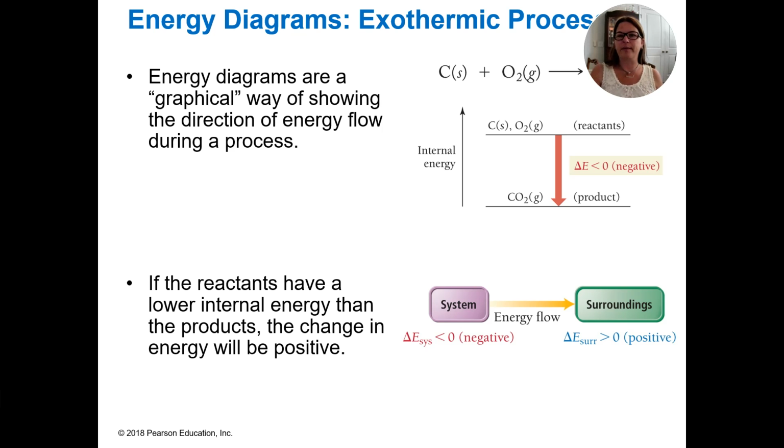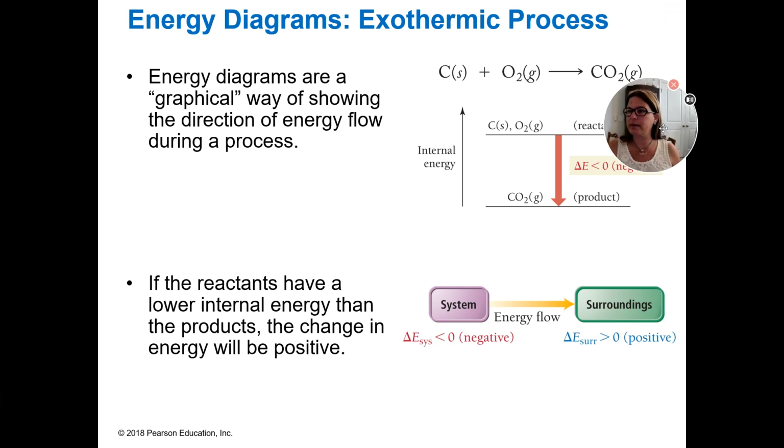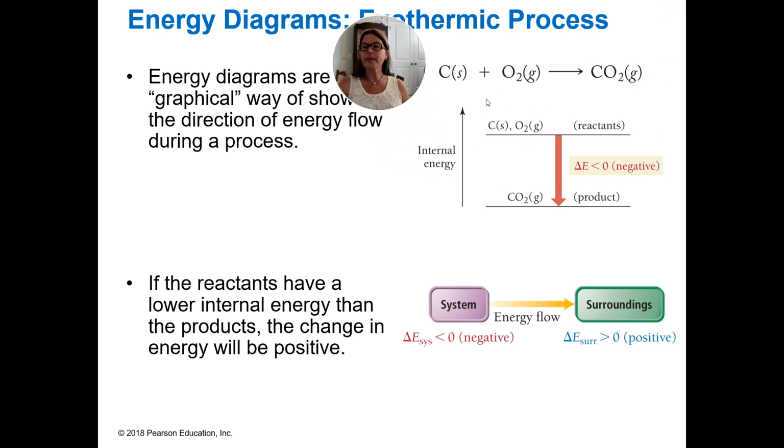So energy diagrams are just a graphic way of showing energy flow. Let me shift this up. There we go. If you look at this particular example here, going from solid elemental carbon and gaseous elemental oxygen to get carbon dioxide, what's really happening? Well, these reactants are lowering their energy when they form carbon dioxide.